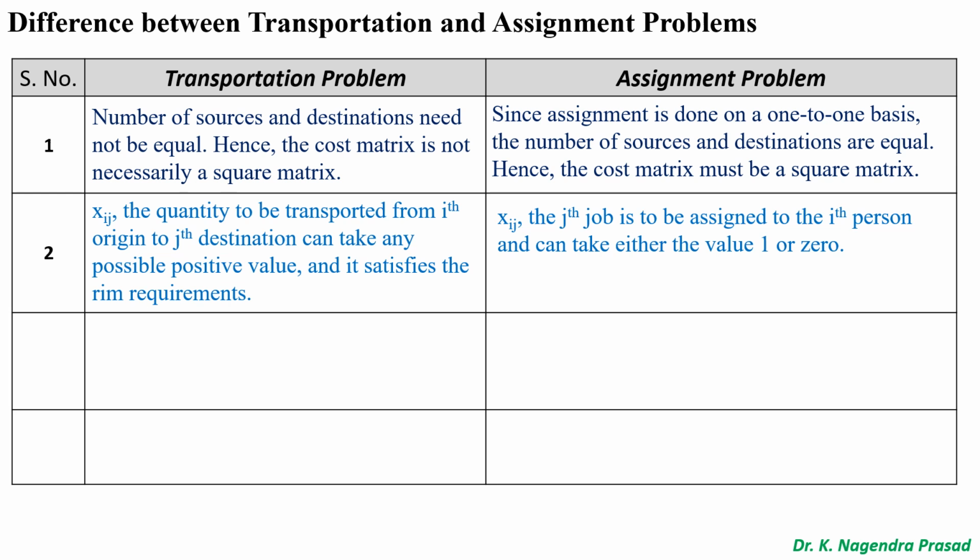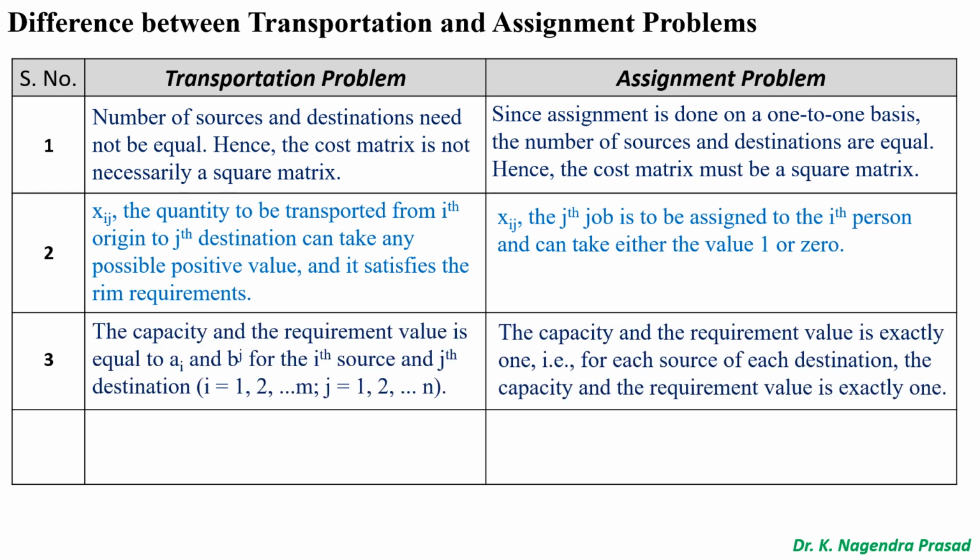any positive value and it satisfies the rim condition. But in the assignment problem, Xij, that is the jth job assigned to the ith person, can take either the value 1 or 0. So the third difference is the capacity and the requirement value are equal, that is Ai and Bj for the ith source and the jth destination. In the assignment problems, the capacity and the requirement value is exactly 1 for each source and each destination.